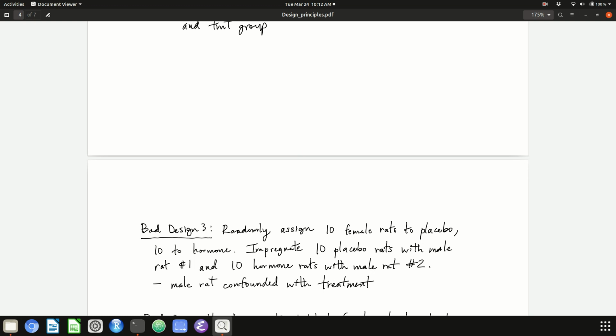Here, if we saw a difference between the placebo and the control group, we wouldn't be able to know whether the difference was due to the treatment, whether it got placebo or hormone, or whether there was something different about these 2 male rats that contributed to the difference in the rat pups.